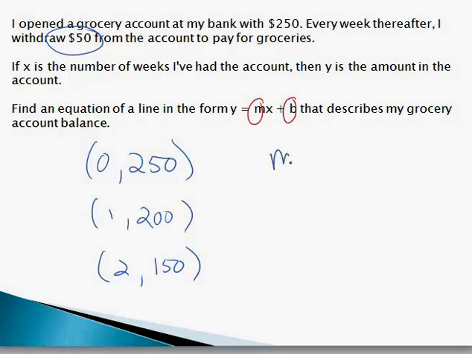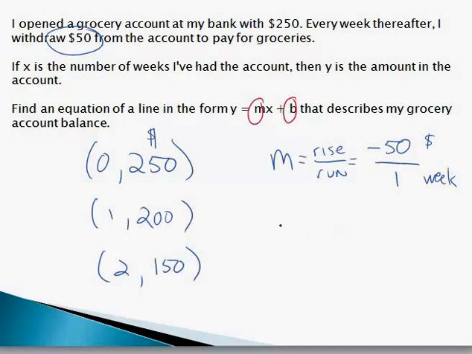So remember that slope is rise over run, or change in y over change in x. So we know that the change in y, since y is the dollar amount, is negative $50, and the change in x is 1 week. Okay, so that's dollars, that's week. So you're losing $50 per week, or spending.